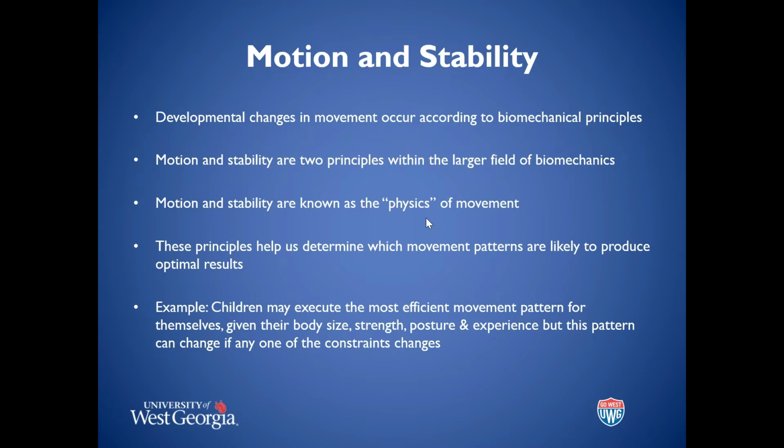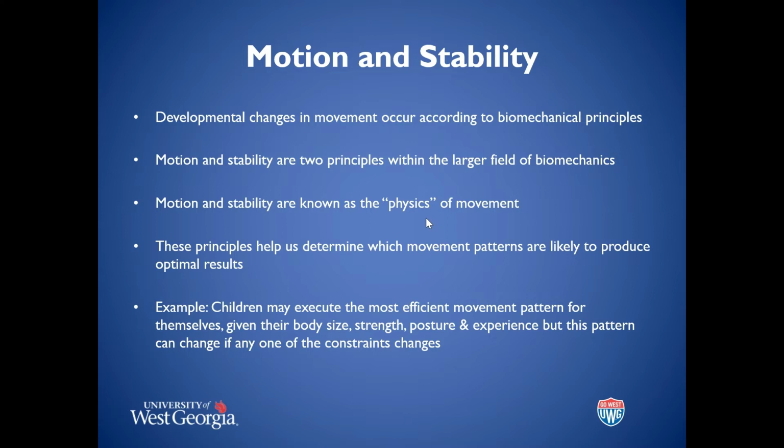One example of this is that children may execute a particular movement pattern, such as a jump or something along those lines, in a way that is most efficient for them, given their body size, strength, posture, and even experience. But this pattern will more than likely change over time.